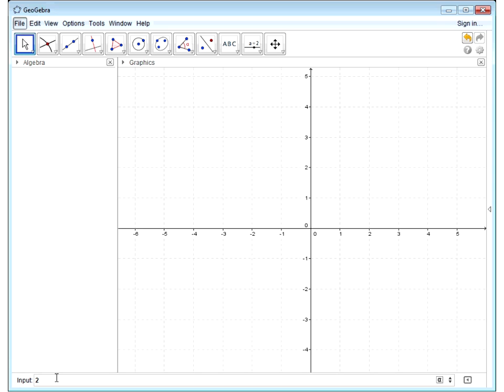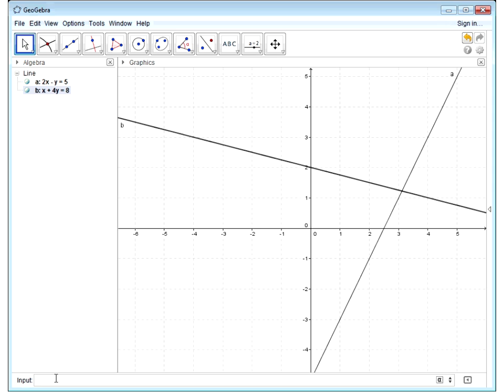So the first one was 2x minus y, down here in the input bar. 2x minus y equals 5. I hit enter. There's that line. And then the next line was x plus 4y equals 8. Enter. Oh, it doesn't look like it's right at (3, 1).